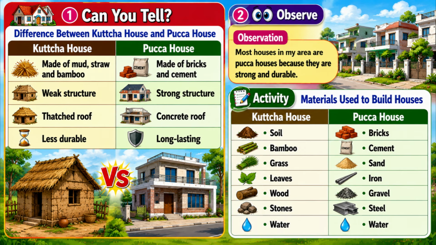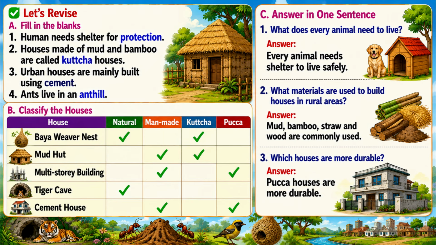Let us continue with the activity about materials used to build houses. For a kutcha house, the materials are soil, bamboo, grass, leaves, wood, stones and water. For a pakka house, the materials are bricks, cement, sand, iron, gravel, steel and water. These materials help us build different types of houses. Now, let us revise what we have learned.